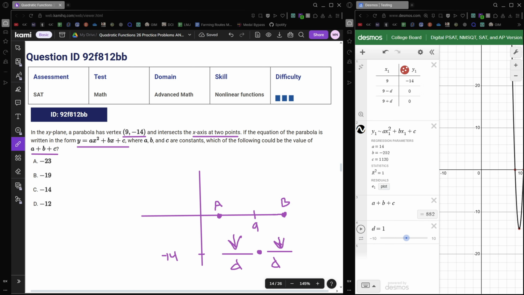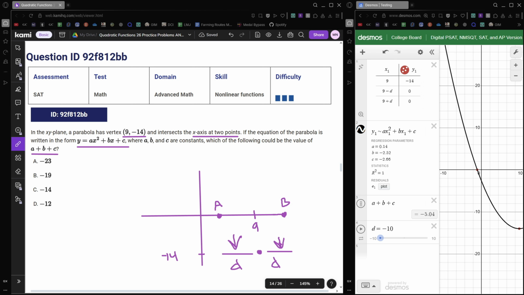Now this will also make a slider for us, so we can test out multiple different values. Right now d is set equal to 10, and a plus b plus c is equal to negative 5, and that doesn't really look like any of our answer choices. If we set d equal to 1, then a plus b plus c is equal to 882, so once again that's definitely getting way further away from our answer choices. And then if we set d equal to negative 10, then a plus b plus c is negative 5 again, so the same as when we set it to positive 10.